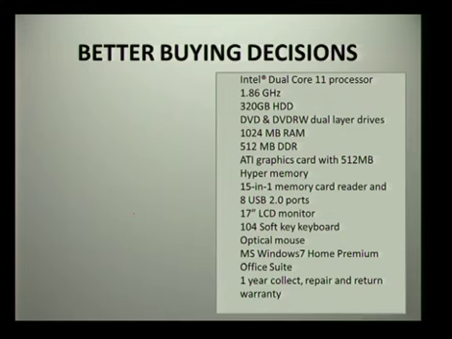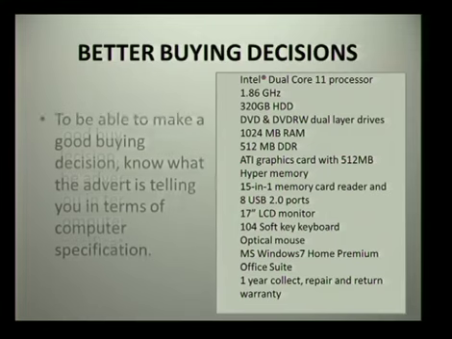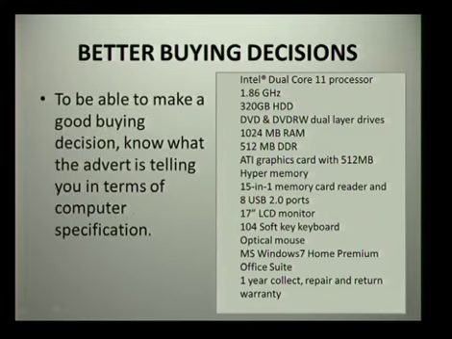So let's look at this advertisement here, where they are trying to sell a computer and have listed all the things that come with it. When you start to look at this, you'd note some things that maybe you don't know, some things that you don't know whether they make sense, whether you need them or you don't need them. So the first thing you need to think of to make a good buying decision is to know what the advert is actually telling you in terms of computer specifications.